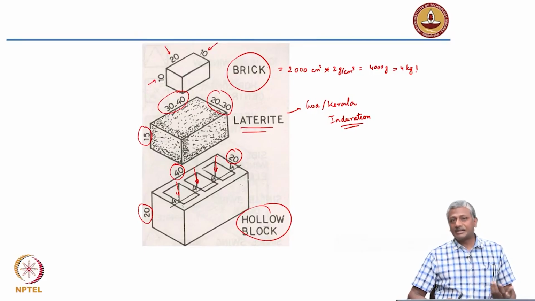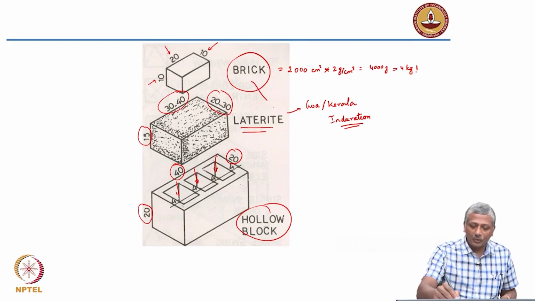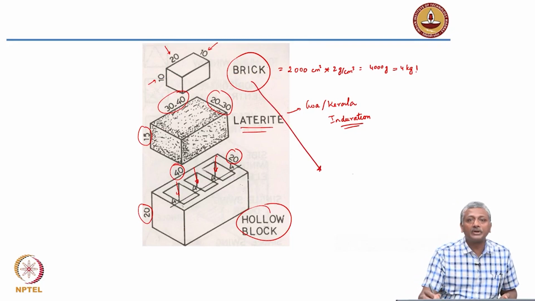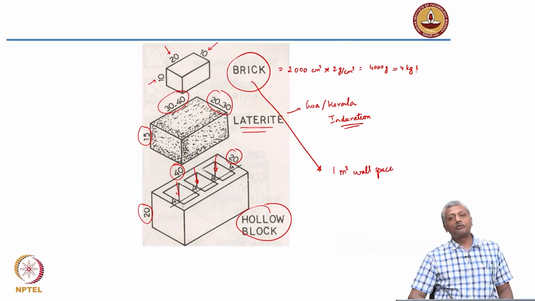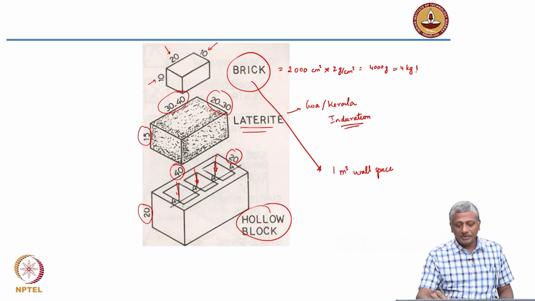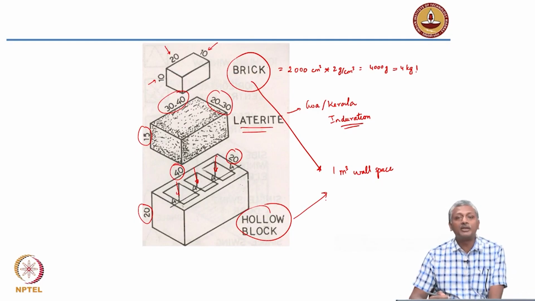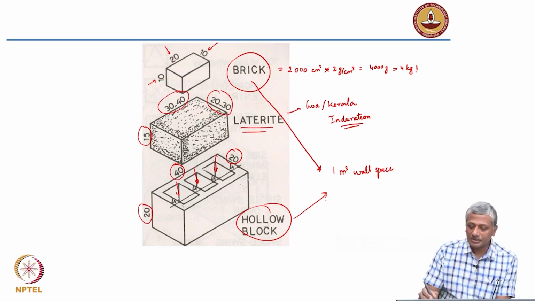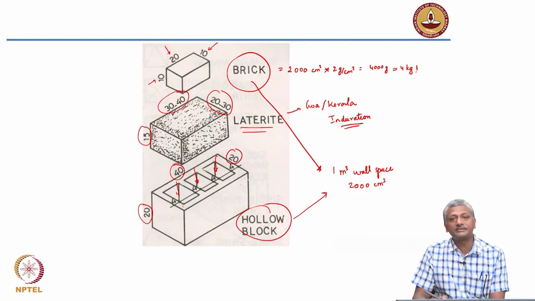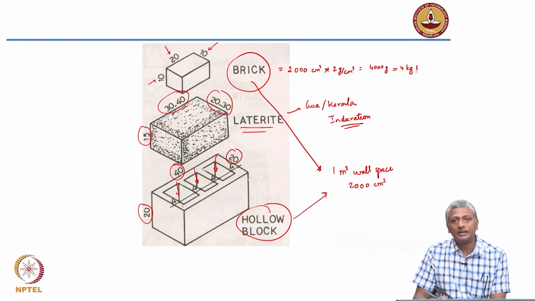Also think about it, there is a major advantage here. What is the advantage? When you have a brick, let's say you want to fill up a total of 1 cubic meter of space for the wall. You want to use bricks to fill up 1 cubic meter of wall space. The same thing you want to attempt with concrete hollow blocks also. So let's see how many bricks we actually need. Each brick is 2000 cubic centimeter. Each brick is having a volume of about 2000 cubic centimeter.